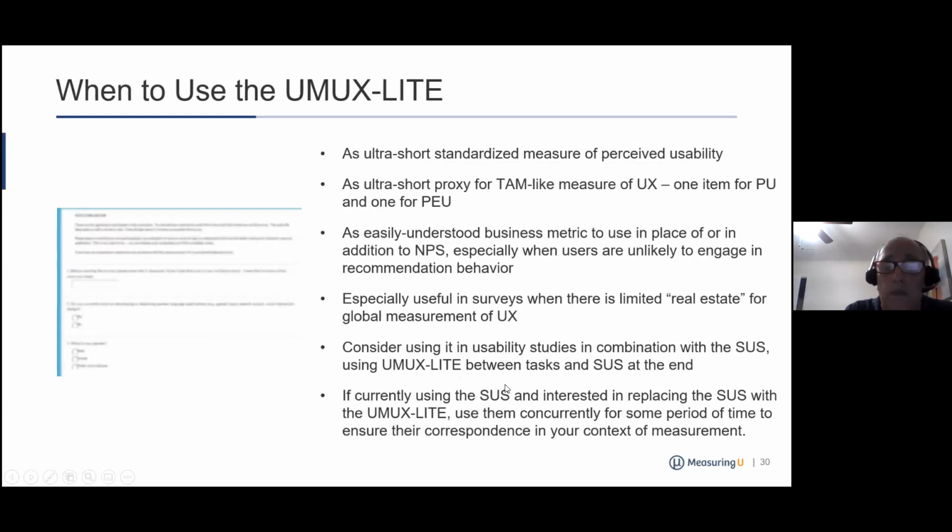So if you personally have an interest in the UMUX-LITE, however, I showed you 13 studies. Those are the only 13 that I know of. It probably would be prudent to use them both for some period of time to make sure that there isn't something about your context of research that's making them not compatible.